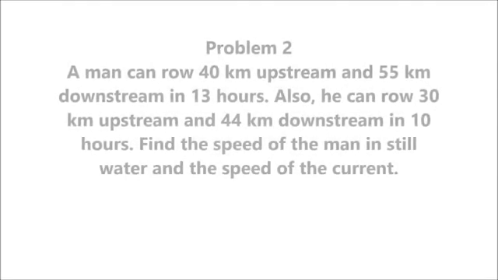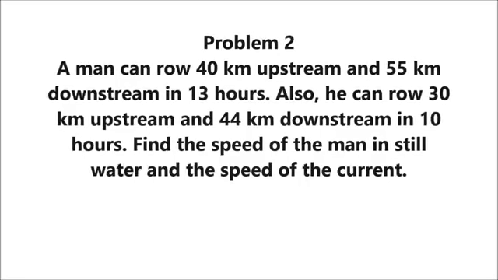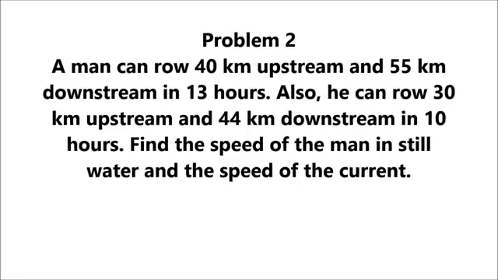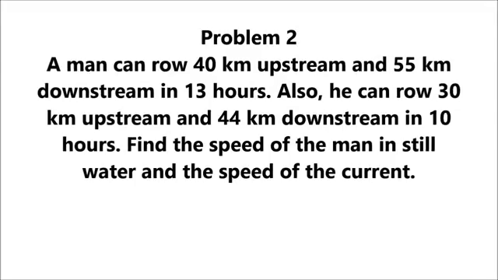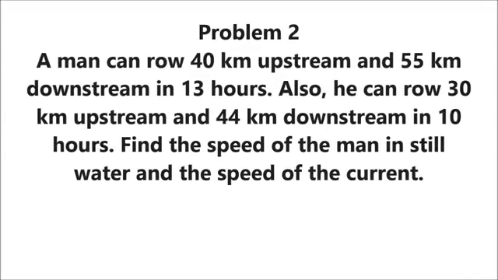Problem 2. A man can row 40 kilometers upstream and 55 kilometers downstream in 13 hours. Also, he can row 30 kilometers upstream and 44 kilometers downstream in 10 hours. Find the speed of the man in still water and the speed of the current.